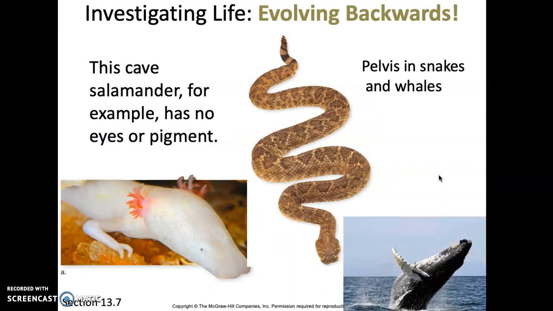In your book, you have a section called Investigating Life, and it talks about evolving backwards. We talked about the snake and the whale, and the cave salamander that's lost its eyesight because it's lived in caves for so long it doesn't need the eyesight. So you see sort of a leftover eye that's vestigial.